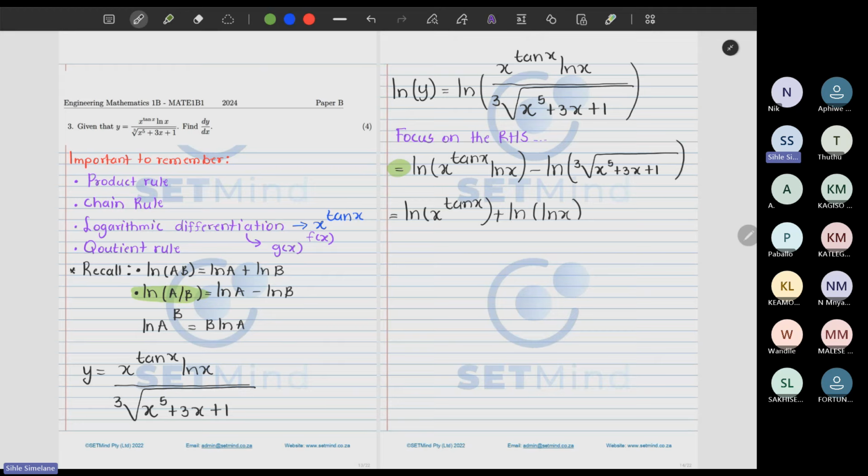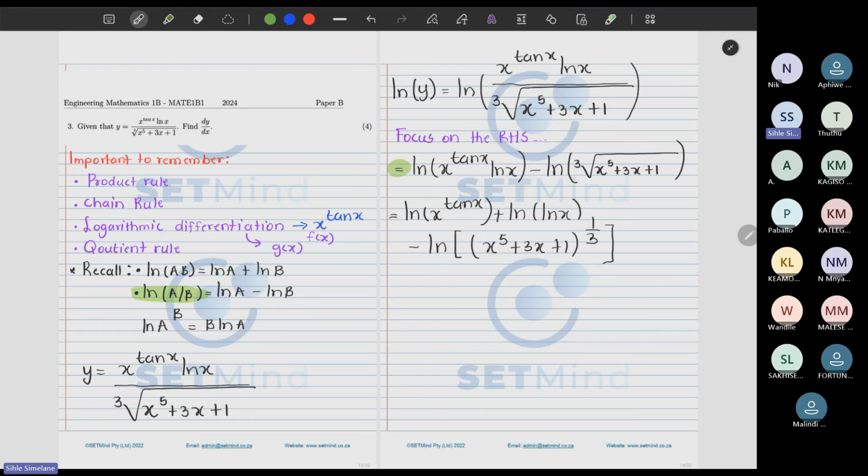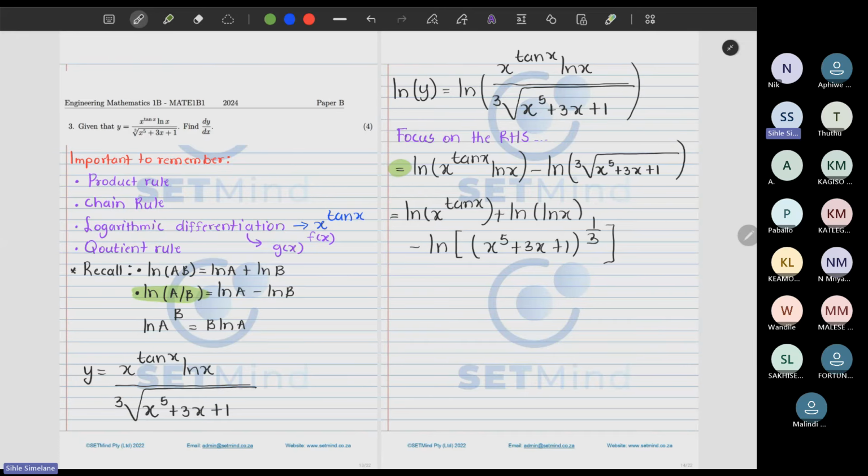And then the other ln, which is minus, will have ln of x to the power of 5 plus 3x plus 1. But this is to the cube root, so that is to the power of 1 over 3. You guys understand what I did here? I was just applying these rules. Now I saw that x to the tan x is multiplied by ln x. So looking at the law, ln AB, I can split it into ln of A plus ln of B. That is what I did. And then cube root, I know it's to the power of 1 over 3. So I'm applying those laws.